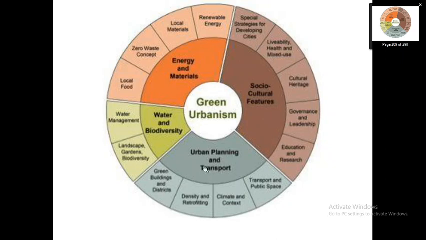should come up with. And so, urban planning and transportation: density and retrofitting, climatic context, transportation and public spaces, green buildings, etc. All these things should be replanted by conserving the biodiversity as well as water management, and making a low impact on the environment, landscaping and bringing about more natural areas, so the biodiversity and ecosystem is retained. So by bringing about all these concepts together, green urbanism can be achieved.